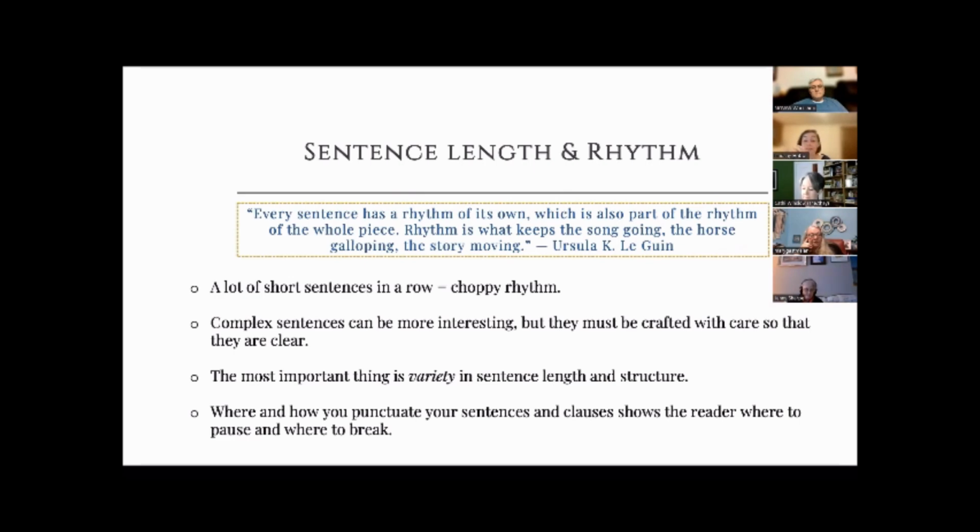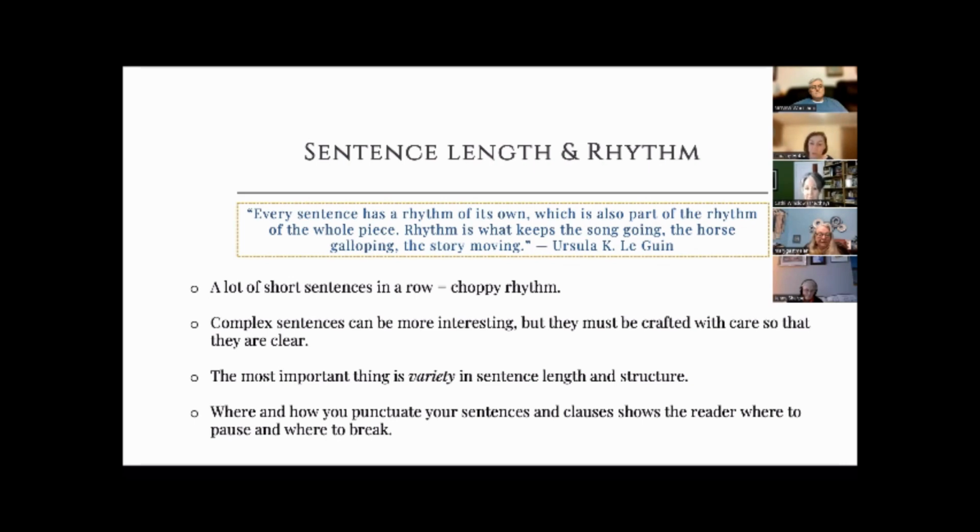Complex sentences, on the other hand, can be more interesting to read, but you also have to be really careful when you're crafting complex sentences, because they can get muddied, and it's really easy to create a very complex sentence that ends up being difficult to read. So we have to really watch out that complex sentences are crafted with care. But the most important thing is variety in sentence length and structure. That's what's going to keep your writing compelling and interesting, and it's going to help with the rhythm and the flow. Punctuation is really key here.